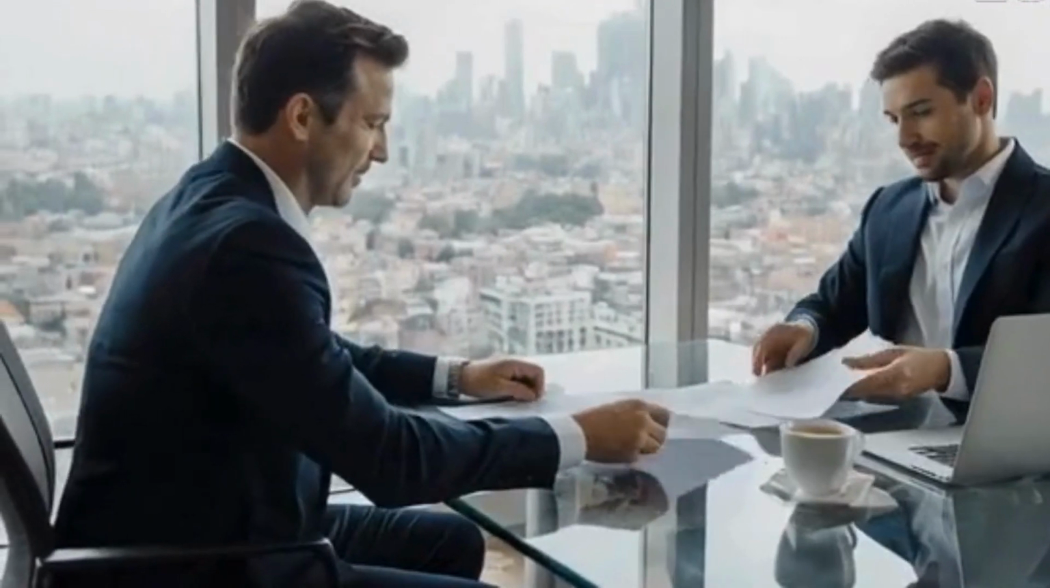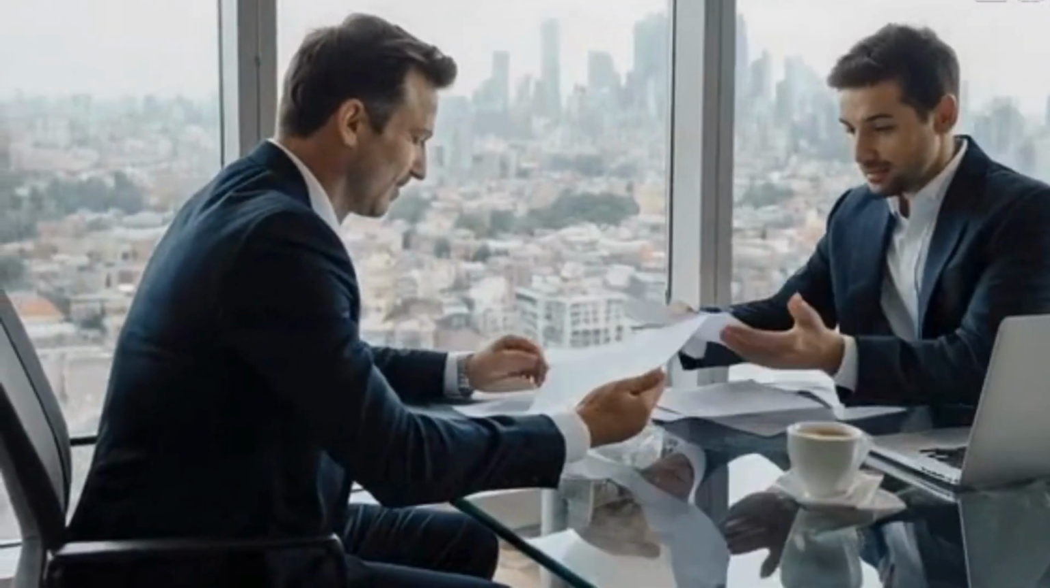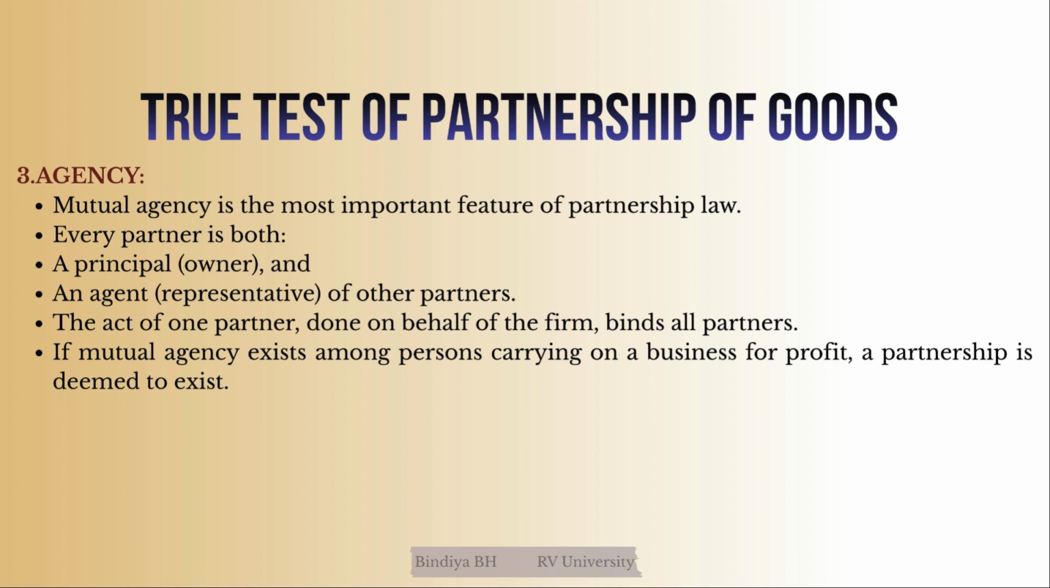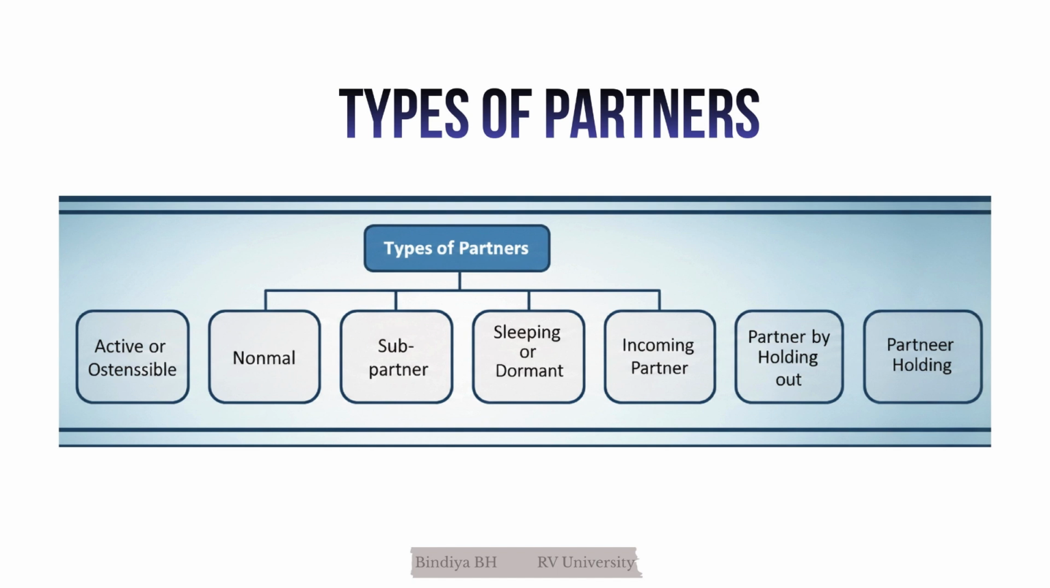So the real test is not profit sharing. The real test is actually mutual agency. So this concept forms the backbone of partnership law and helps distinguish partnership from other forms of business organizations. In real business life, not all partners play the same role. Some partners are active, some partners are silent, and some are even unknown to the public. Now, this brings us to our next concept on types of partners in a partnership firm.